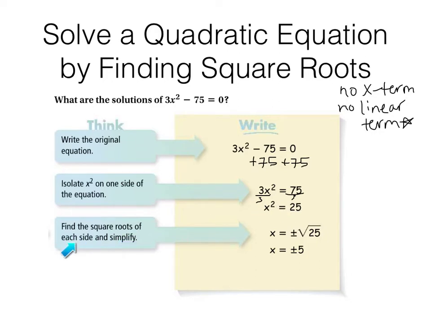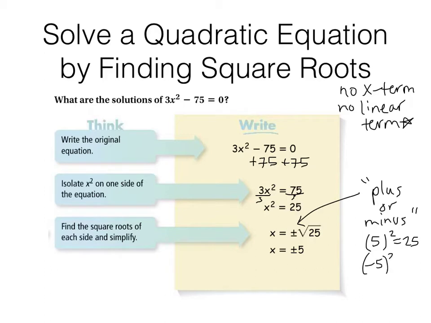Then we find the square root of each side and simplify. Here's the kicker though. When you find the square root of 25, you have to put this symbol in front of it. And this symbol has a name. It's called plus or minus. That is indicating that there are two answers coming out of that square root, both a positive and a negative 5. That's because if I square a 5, I get 25, and if I square a negative 5, I also get 25. So we have two different solutions: plus or minus 5, positive and negative 5.